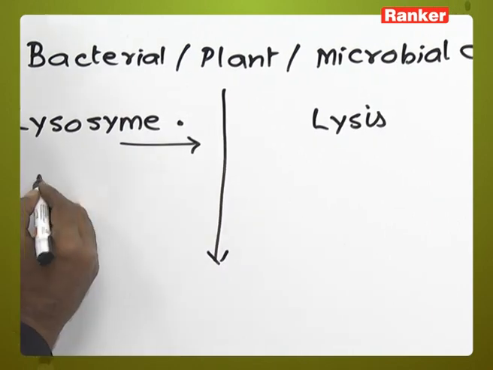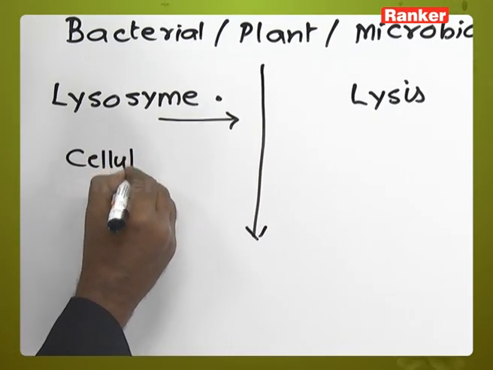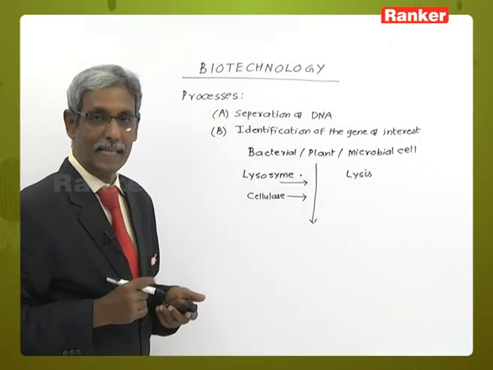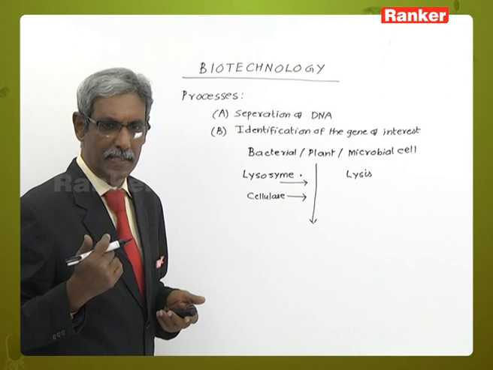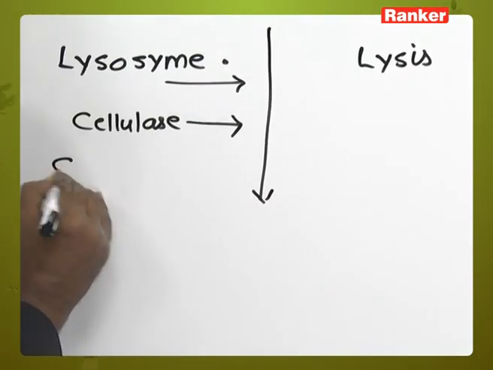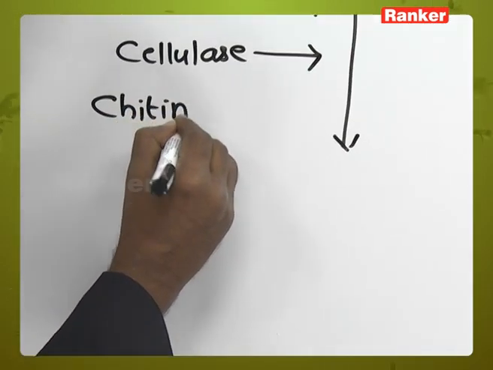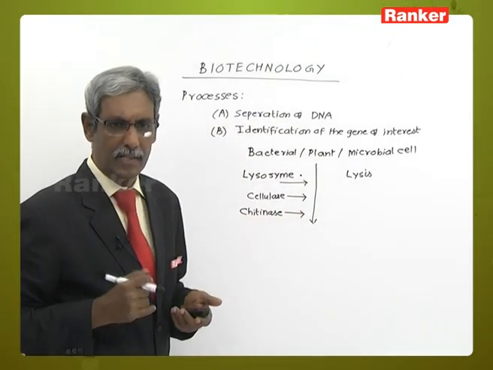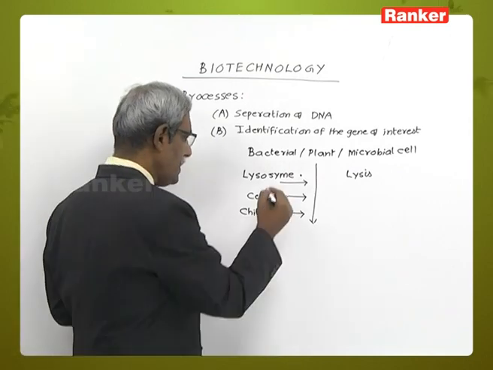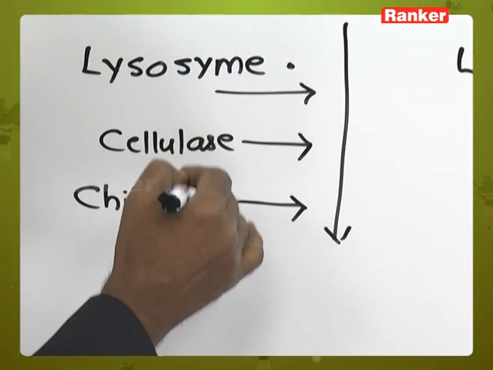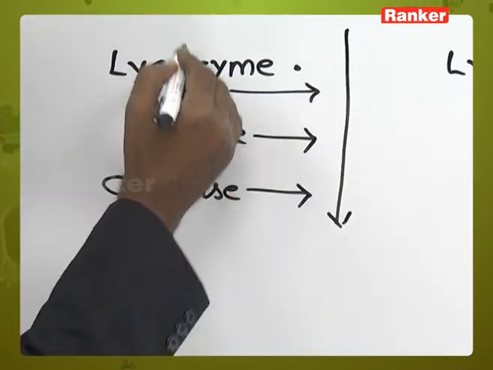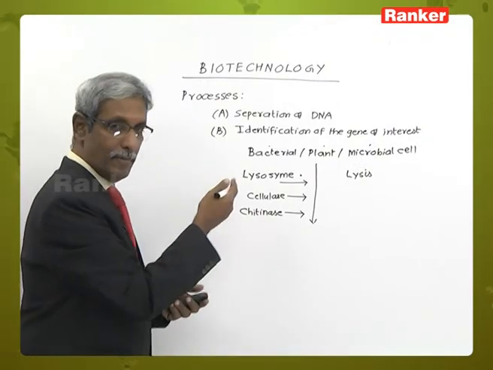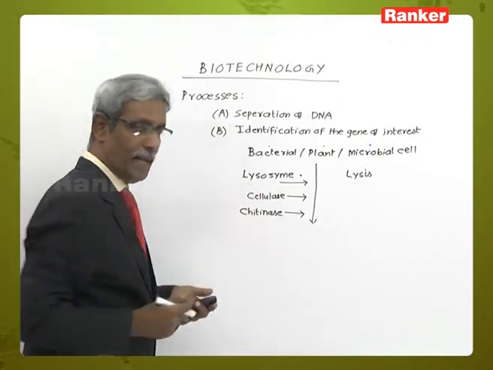Now, when you use cellulase, it helps in breaking down plant cells, because plant cell walls are rich in cellulose. And similarly, when we take fungal cells and add chitinase, the cell wall gets dissolved. Thereby, by using either a lysozyme, a cellulase or a chitinase, we can very easily break down bacterial cells, plant cells and fungal cells, by use of these particular enzymes.